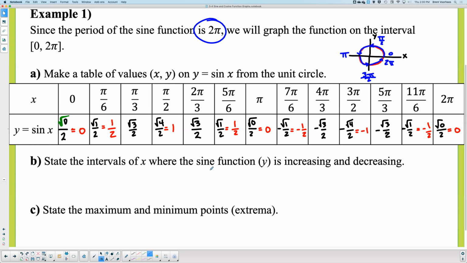State the intervals of x where sine is increasing. Okay, let's just say this is on the domain 0 to 2 pi. On this domain, where are we increasing from?